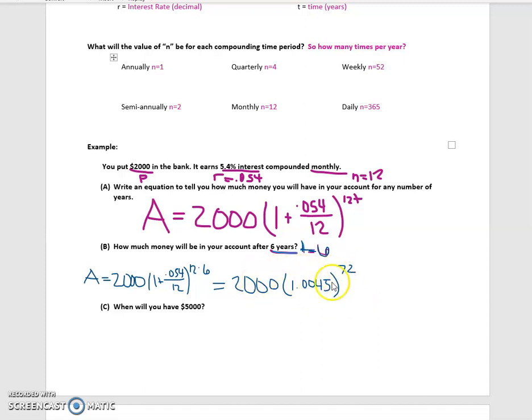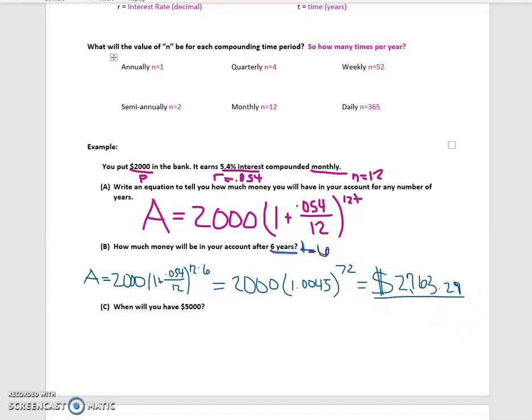So this is your simplified formula. You don't have to. You can plug this straight in. After I plug this into the calculator, I get $2,763.29. Yay! Cool. So that's our answer.